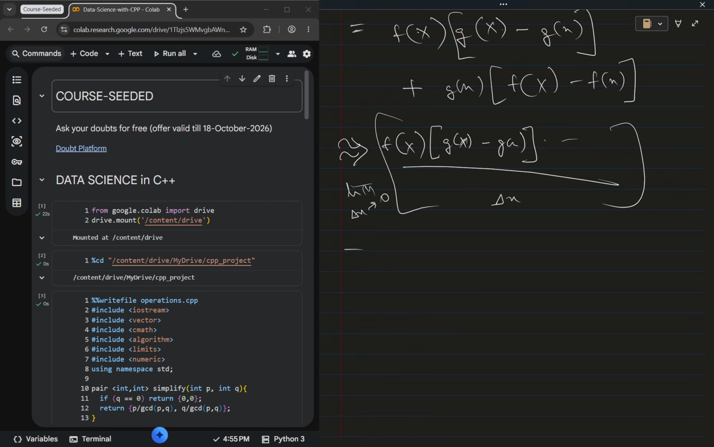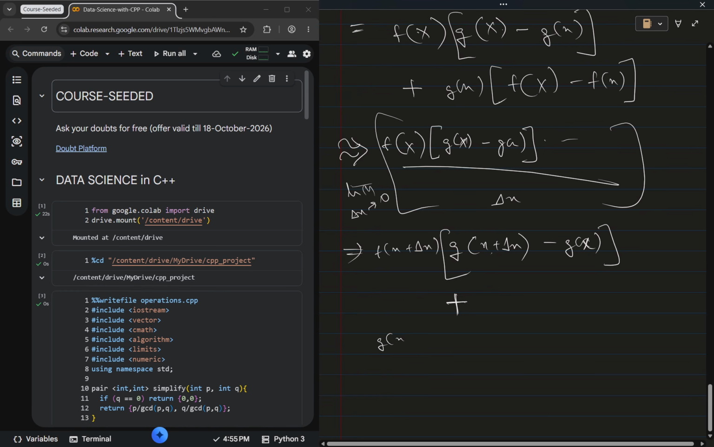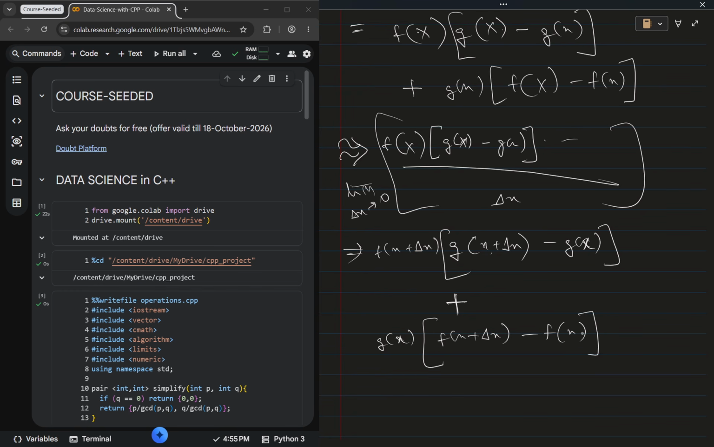So basically what I mean is, let's say you have this f(x + delta x) times g(x + delta x) minus g(x). So this is your first term, and you have this second term, which is your g(x) times your f(x + delta x) minus f(x). So basically you have these two functions.